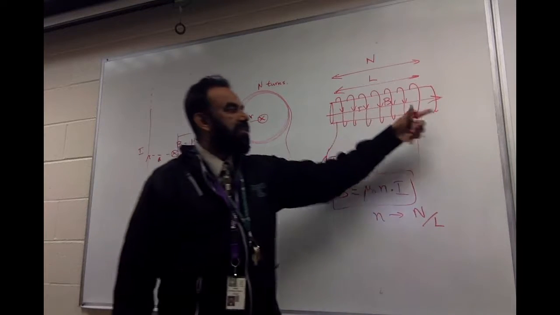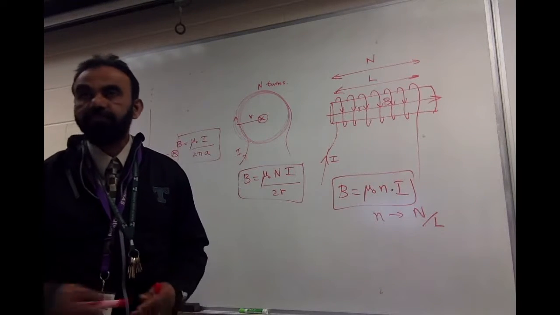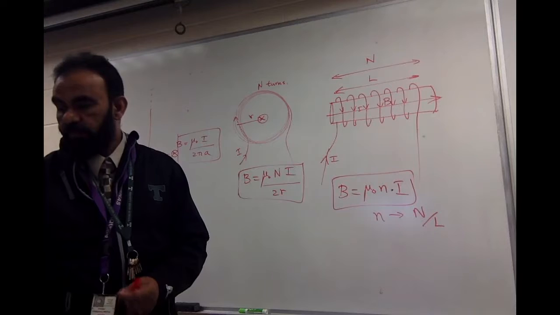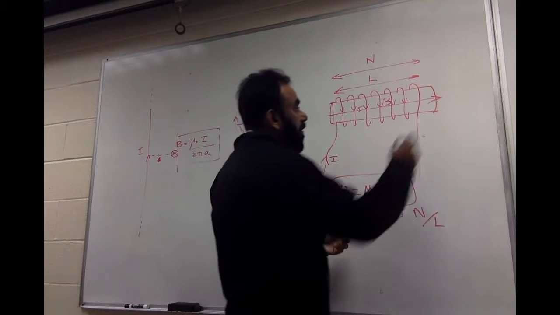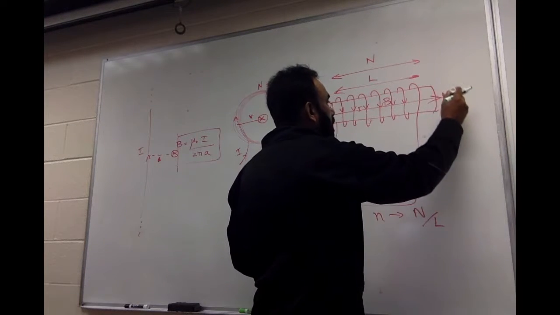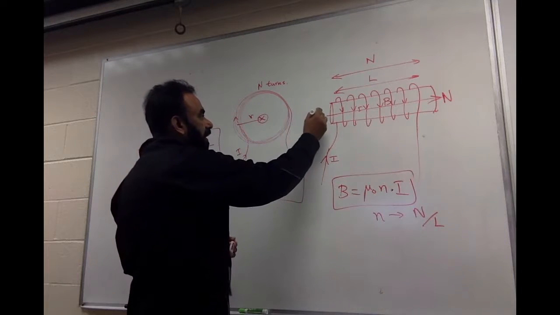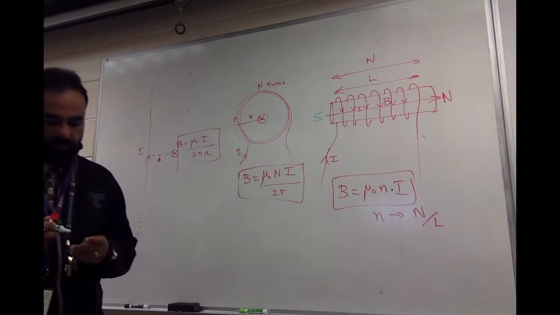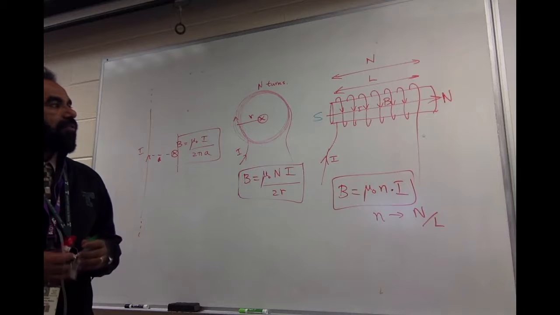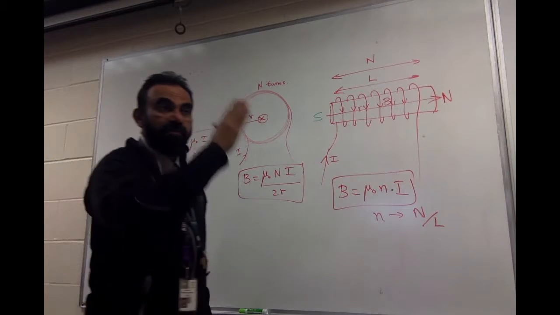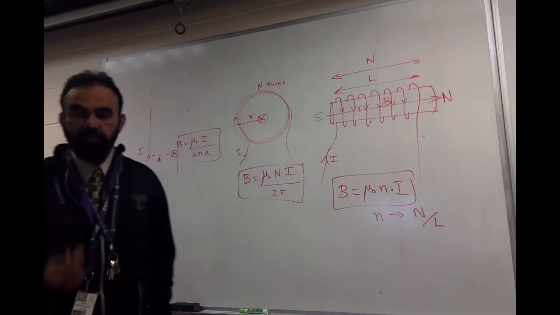So out of these, which is the north pole, which is the south pole? Which is north? Yeah, the arrow comes out from the north, and where the arrow ends is supposed to be the south. So the magnetic field always comes out from the north pole and ends up at the south pole.